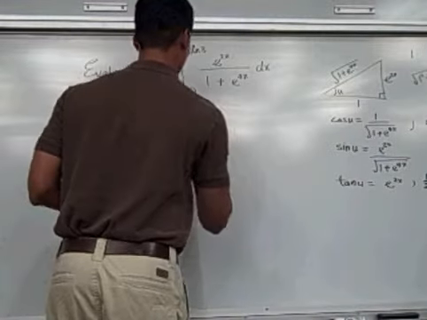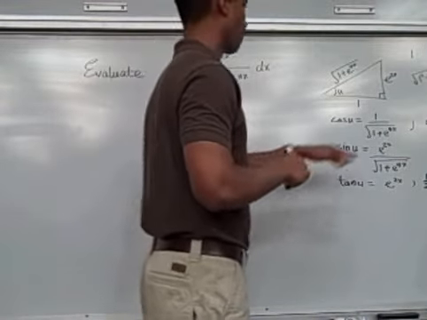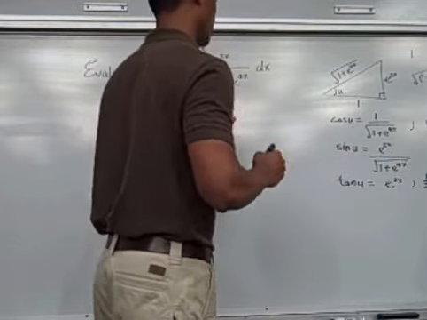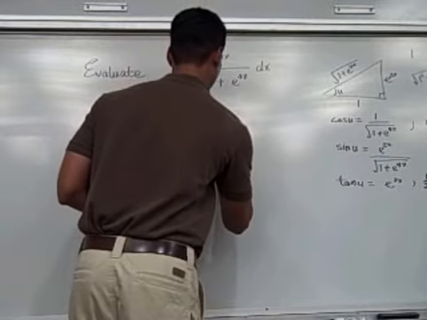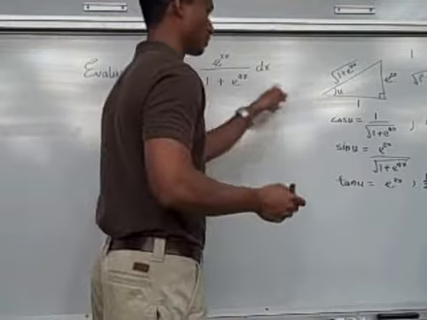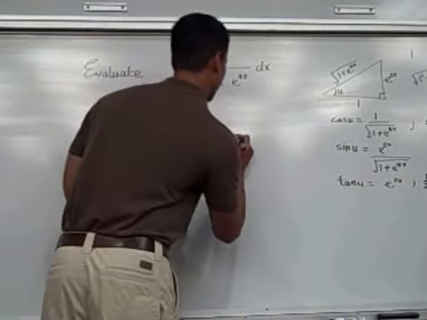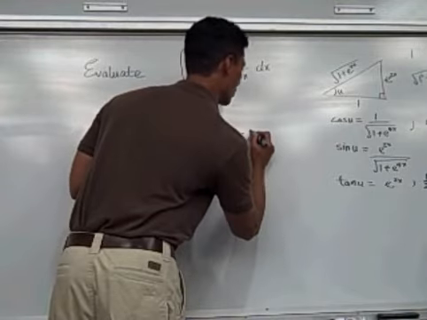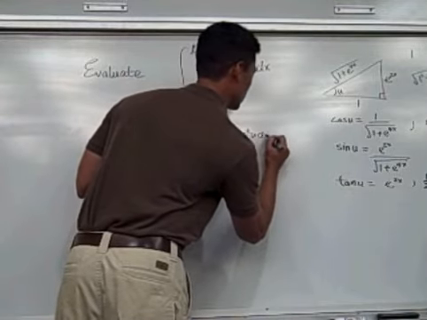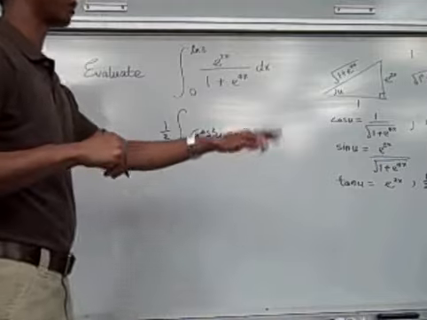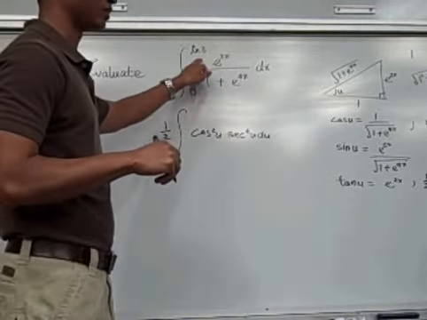And so my new integral becomes: 1 over 1 plus e to the 4x becomes cosine squared u, and e to the 2x dx becomes 1/2 secant squared u du. I don't want a 2, because I only have an e to the 2x dx, so I move the 2 to the other side.